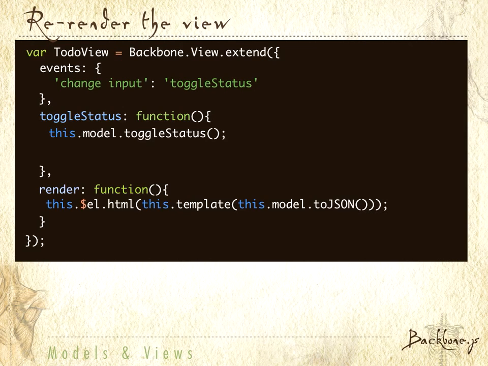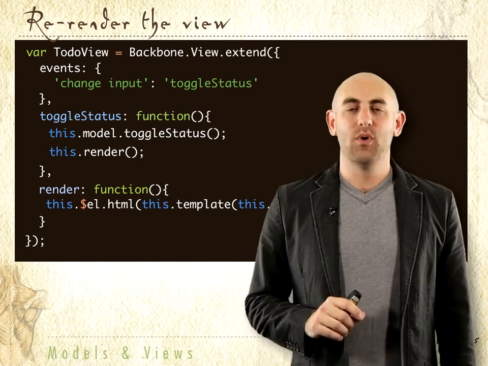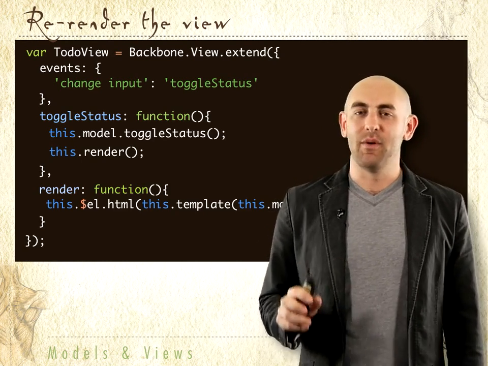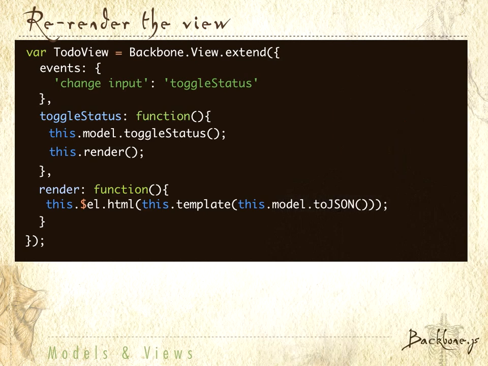We could go back into the view's toggle status function and just call render after we've toggled the model status. And that'll do what we want, right? But what would happen if our model changed somewhere else in our app, like in a sidebar button that checked all of our items off? This wouldn't work. We need some way to notify our view whenever the model changes and re-render.